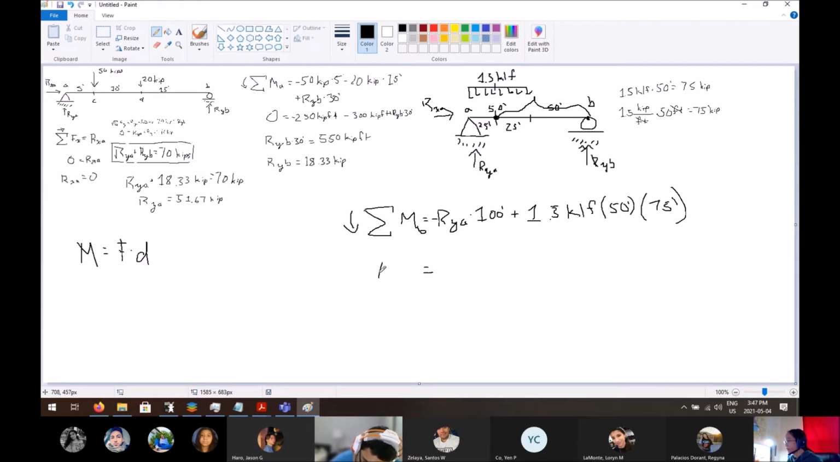Wait, do you mind repeating that? Which bit? How did you get the 25 and 25? Right, so whenever you're taking a moment, so you have a linear load, correct? Whenever you're taking moments, you still have to figure out how far it is away from where you're taking the summation of moments, right?